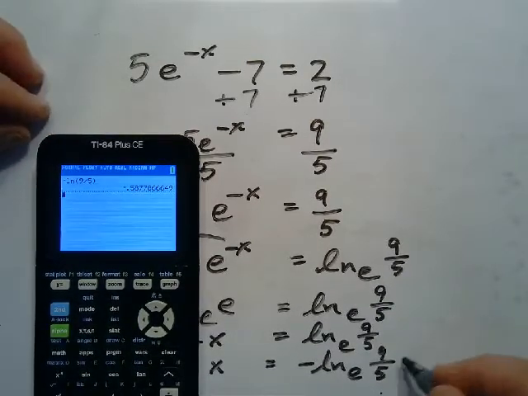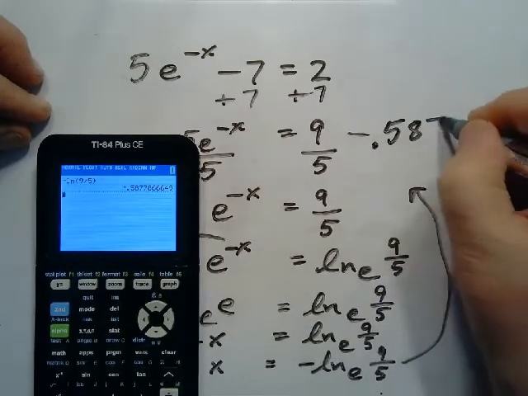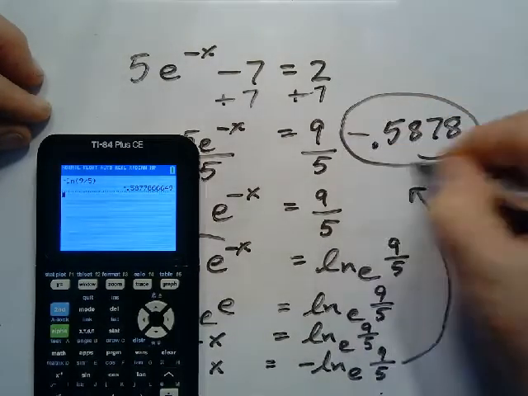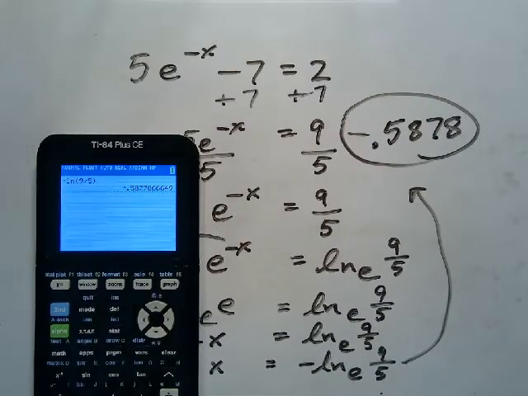We get negative 0.5878. So the answer here is negative 0.5878. Make sure you're rounding correctly there. Try that with your calculator on your own. Okay?